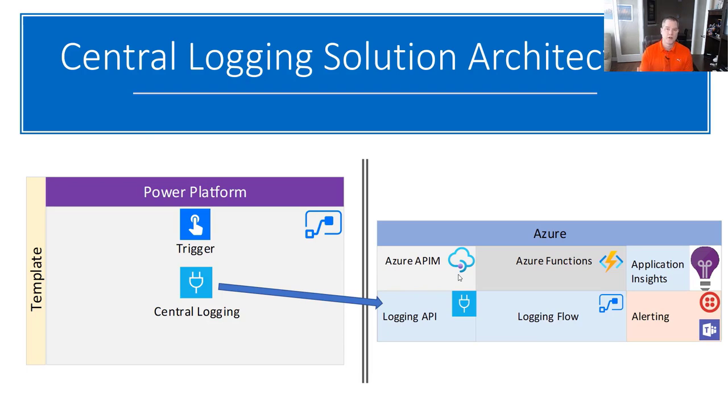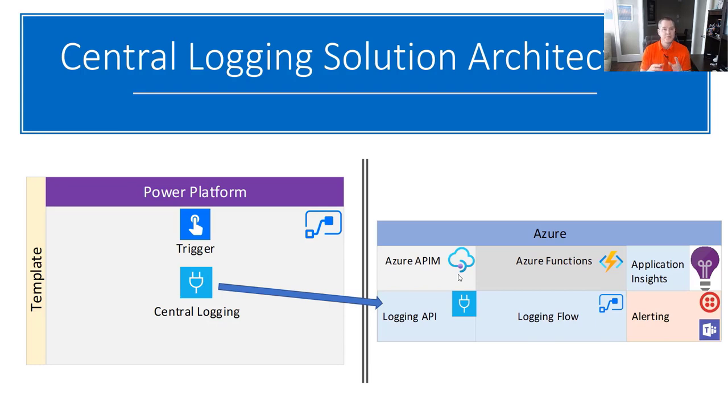Now, with this flow, we want to be able to call it from a variety of different applications and sources, including Power Automate. But it could also be Logic Apps. It could even be custom applications as well. So we're going to expose this flow as an API through Azure API Management. And as a result, we're going to wrap a custom connector around it so that we can easily plug it into Power Automate.